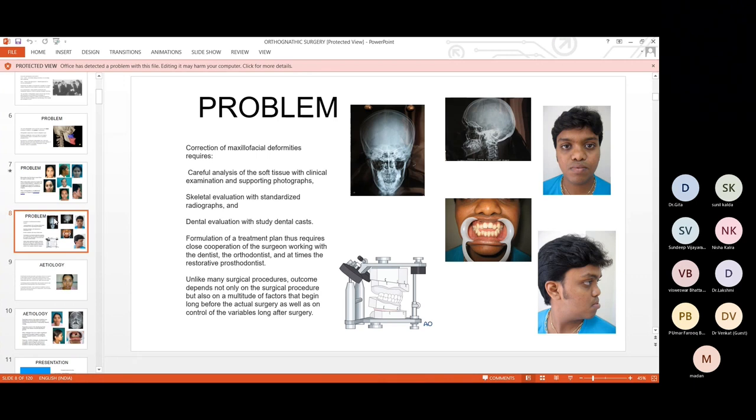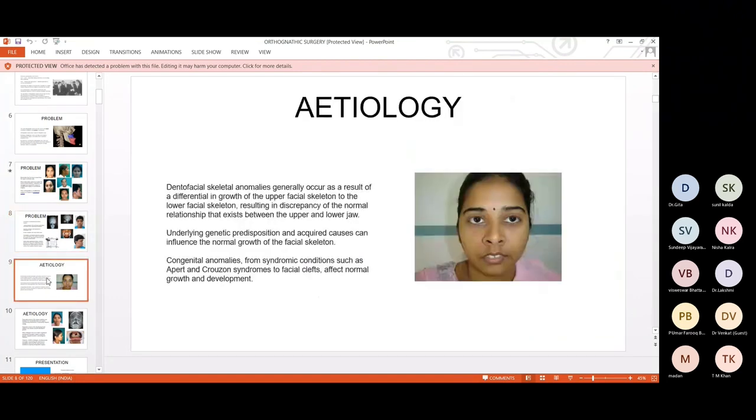Unlike many surgical procedures, the outcome usually does not rely only on the surgical procedure, but also on a multitude of factors, which begin long before the actual surgery, as well as in control and variables long after the surgery. It is almost like an architect. You first envisage a plan, and then you already have it in your mind how the house is going to come after the build-up of the procedure is over. And if there are any shortcomings during the execution, obviously it is not going to match what exactly you had in your dream.